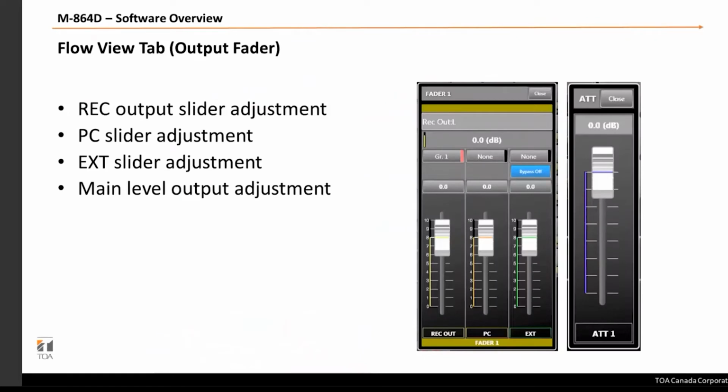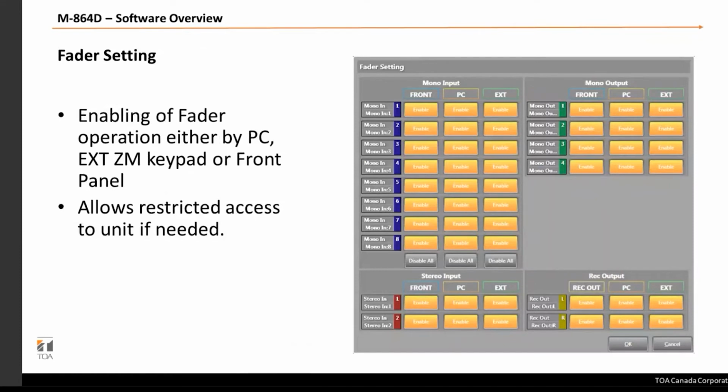So we do have sliders also on the right for the record out and the other adjustment available to us on the flow view tab. So basically all the control from the front end of the equipment is duplicated on the software as well. You can also, and that's where it gets important, give control of the volume priority to the device that you want.